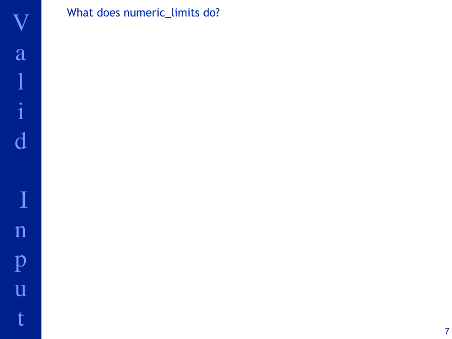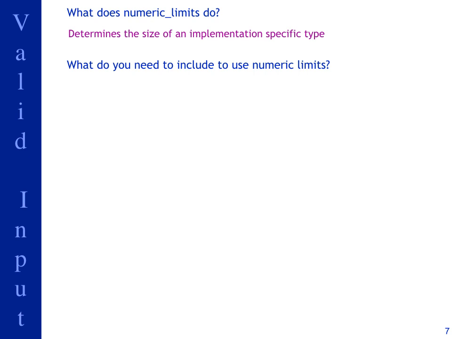What does numeric limits do for us? It will determine the size of an implementation-specific type. In this case, it's trying to find the largest size of the buffer for us. What do we need to include when we use numeric limits? Right, we include limits.